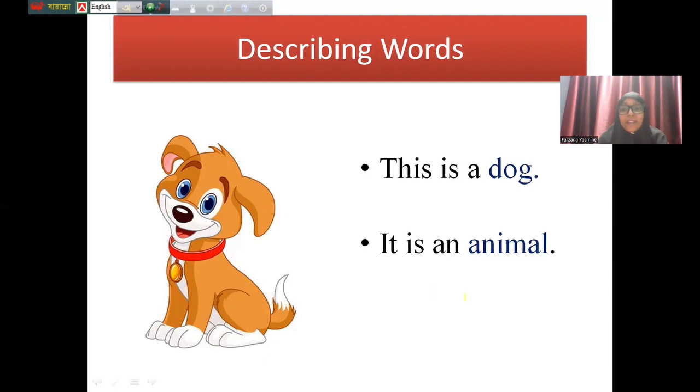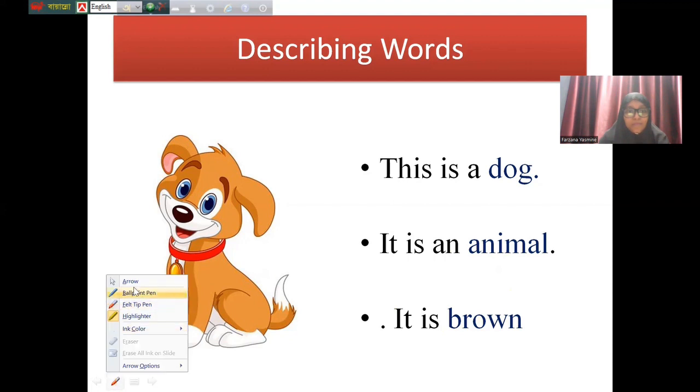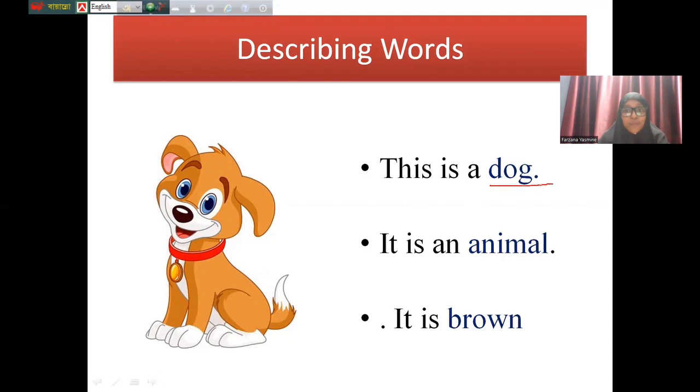It is an animal, right? It's not a food. It's an animal. So this is a dog. It is an animal. Then it is brown. That means the dog's color is brown. So how can you say this again? This is a dog. It is an animal and it is brown. So the color is brown.